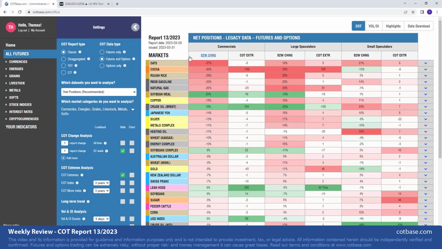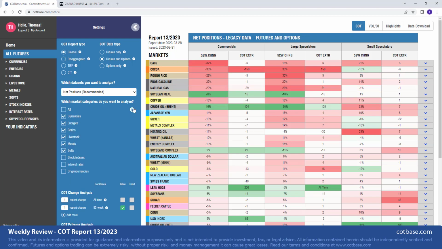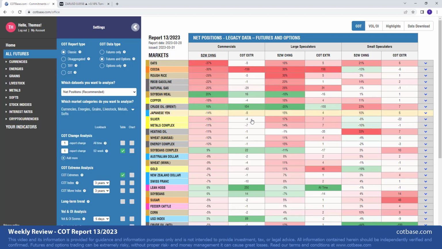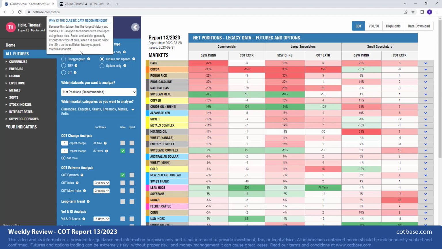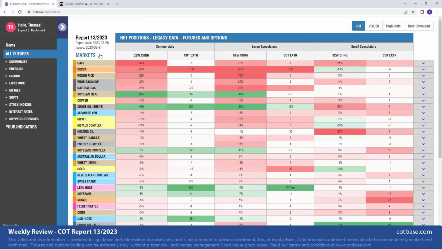As you can see, we have Oats on top of our list. I'm not showing you all the market categories, so there's something left for our subscribers, but we are analyzing the classic, or as the CFTC calls it, the legacy COT report type, and we are analyzing the combined futures and options data type. You have the option of looking at futures only data type or options only data type, but in these reviews I tend to look at the combined. So Oats is on top of our list. We are of course looking at commercials net position changes.